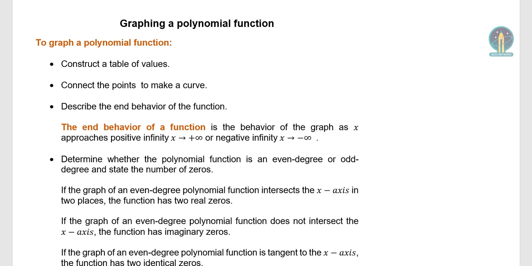In this concept, we're going to talk about graphing polynomial functions. To graph a polynomial function, we construct a table of values. So we have the function f of x, and then we have some values x which lead to the values of the function. And then we plot the values on the coordinate plane, then connect the points to make a curve, and describe the end behavior of the function.